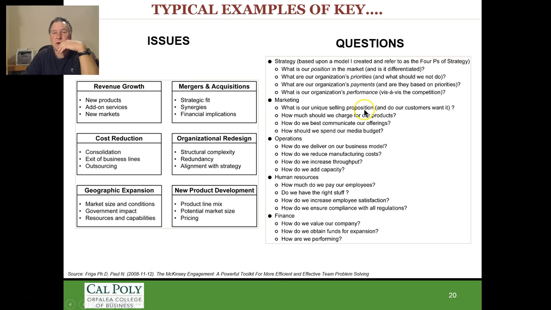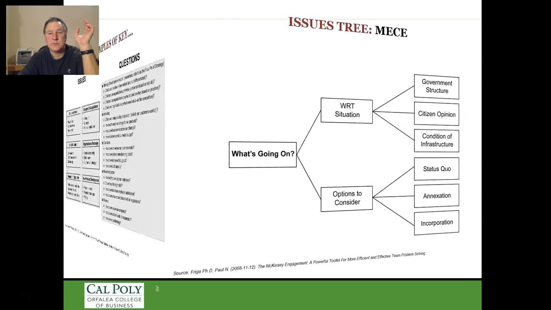What's our unique selling proposition? How much should we charge? How can we best communicate? How can we spend our media budget? But I think the strategy piece will be very important as well, about positioning, priorities, payments, performance. You may find some of these other issues helpful, but I think the first 2 are going to be very critical. So you start thinking about key issues and key questions up front.